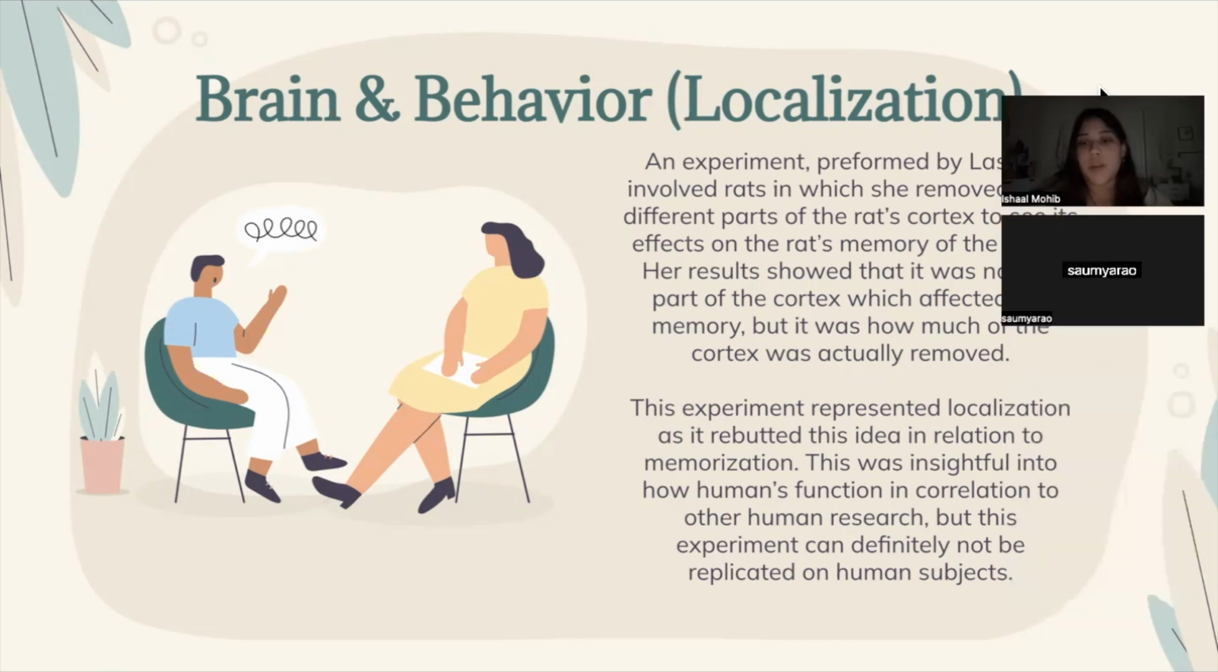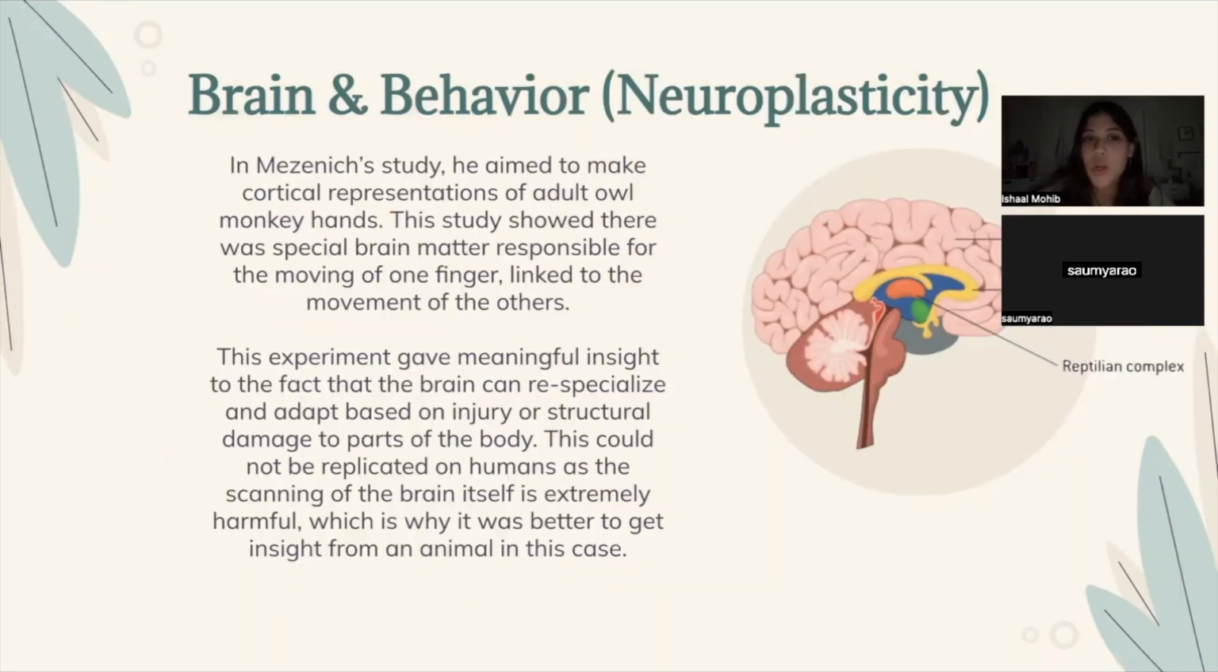This experiment represented localization as it refuted the idea in relation to memorization, because it was not a specific location in the brain that affected their memory, and that was insightful into how humans function in correlation to other human research. But the experiment can definitely not be replicated on human subjects because you can't remove a part of the human cortex. Brain and behavior in terms of neuroplasticity.